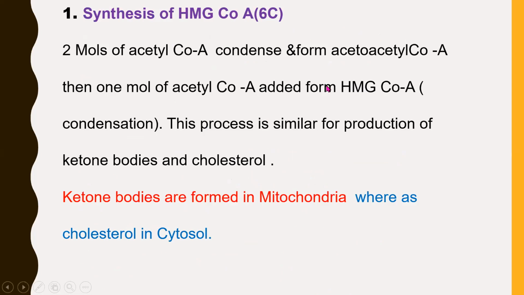First, synthesis of HMG coenzyme A. Two molecules of acetyl coenzyme A condense and form acetoacetyl coenzyme A. Then, 1 molecule of acetyl coenzyme A is added to form HMG-CoA, that is beta hydroxy beta methyl glutaryl coenzyme A. This process is known as condensation, and this is similar to the formation of ketone bodies. The point to be noted is that ketone bodies are formed in mitochondria, whereas cholesterol is formed in the cytosol of a cell.